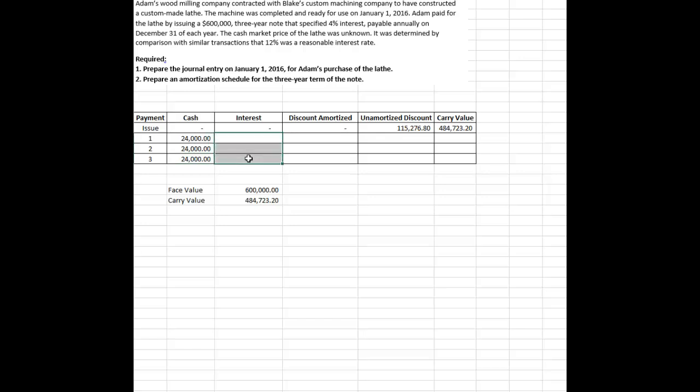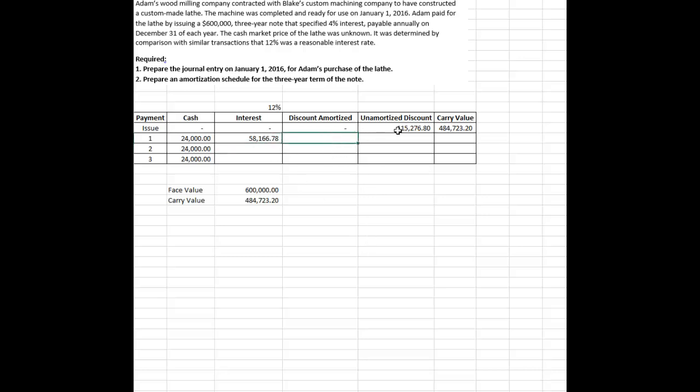Now the amount of interest Adam recognizes changes because the discount will get amortized using the effective interest method over the life of the loan. In the life of the loan, remember, we established the 12% as a realistic interest rate, and the effective interest rate method says we will force the interest expense to be 12% of the beginning carrying value. And the beginning carrying value is the 484,723. So he should recognize $58,000 of interest expense.